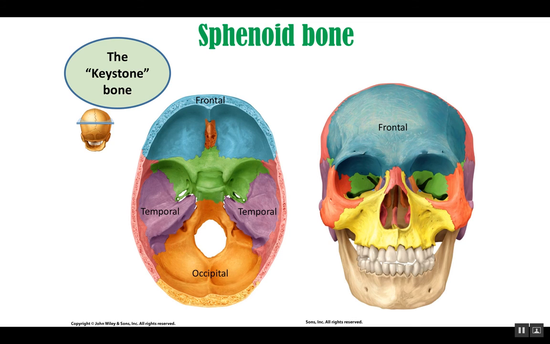In the next video, we're going to talk about the sphenoid bone, which is this fairly strange looking kind of bat-shaped bone centrally located in the skull.